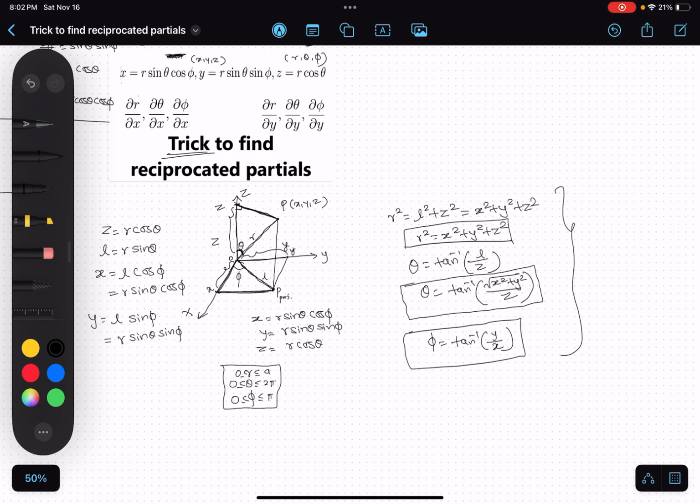Now we have these equations, and we can definitely find these. This is not a hard problem because we have r expressed in terms of x, y, z. So now we can definitely find partial r by partial x, and similarly, from here, partial theta by partial x. You can find any of these things. So yeah, let's try to find it out.